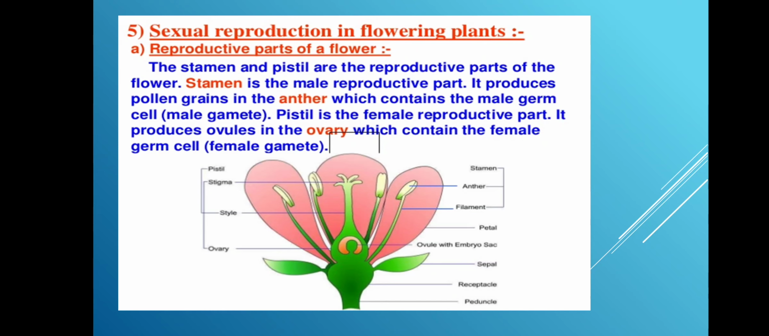So to give a digest of what we read just now, the stamen and pistil are the reproductive parts of a flower. Stamen is the male reproductive part. It produces the pollen grains in the anther which contains the male germ cell or male gamete we can tell. So pistil is the female reproductive part. It produces ovules in the ovary which contain the female germ cell, or we can call it as female gamete.